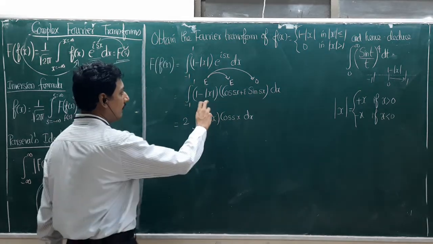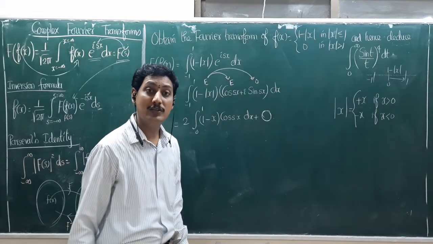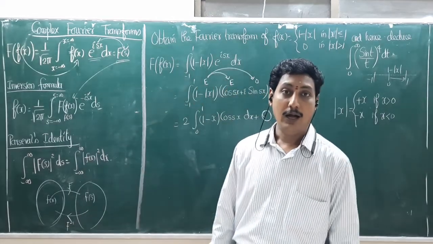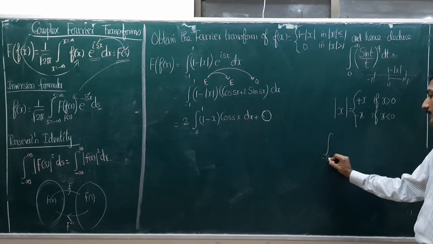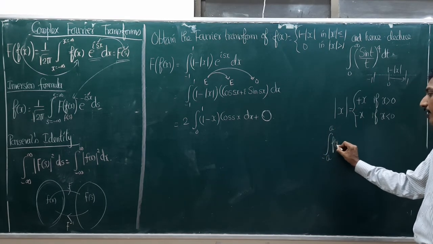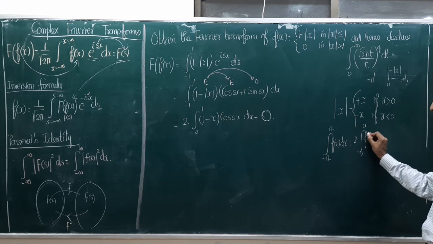And what about the even times odd function? If it is an odd function, the integral value is 0. The property says that the integral from minus a to plus a, generally, of f of x dx is equal to twice the integral from 0 to a of f of x dx.